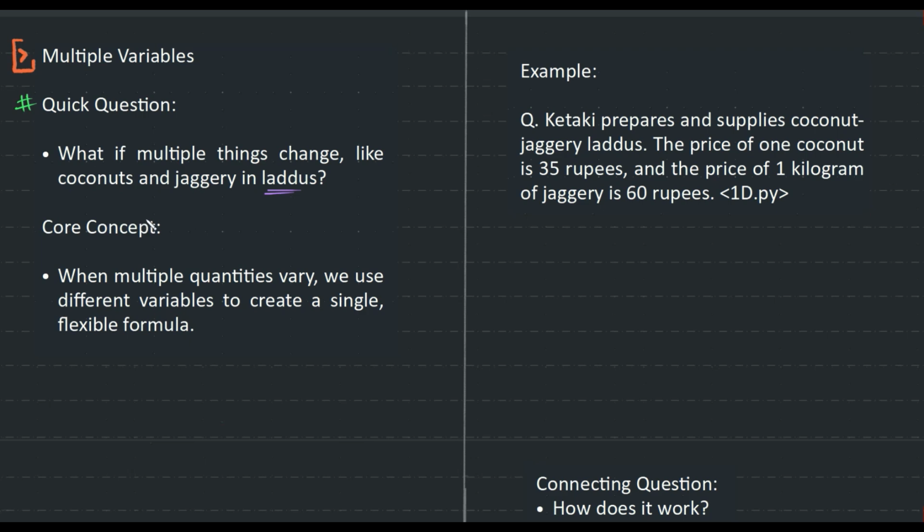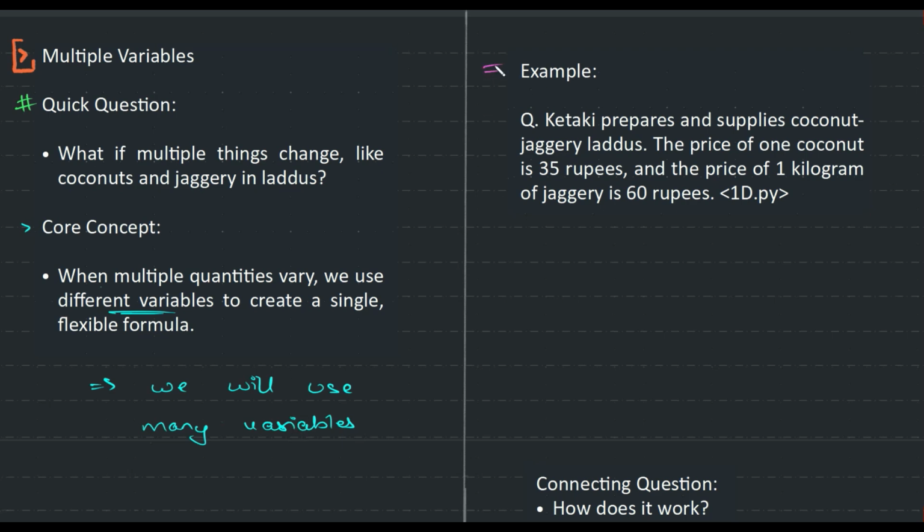You have fixed quantity. What you have within your control is the sweet that you want and coconut. Coconut is say not that costly, but dry fruits are, so dry fruit is fixed, while your coconut and jaggery are not. They can vary. So what if we have such things? What if we don't have control of two things? In this case, we need multiple variables. When multiple quantities vary, we use different variables to create a single flexible formula. So the conclusion is we will use many variables, as simple as that.